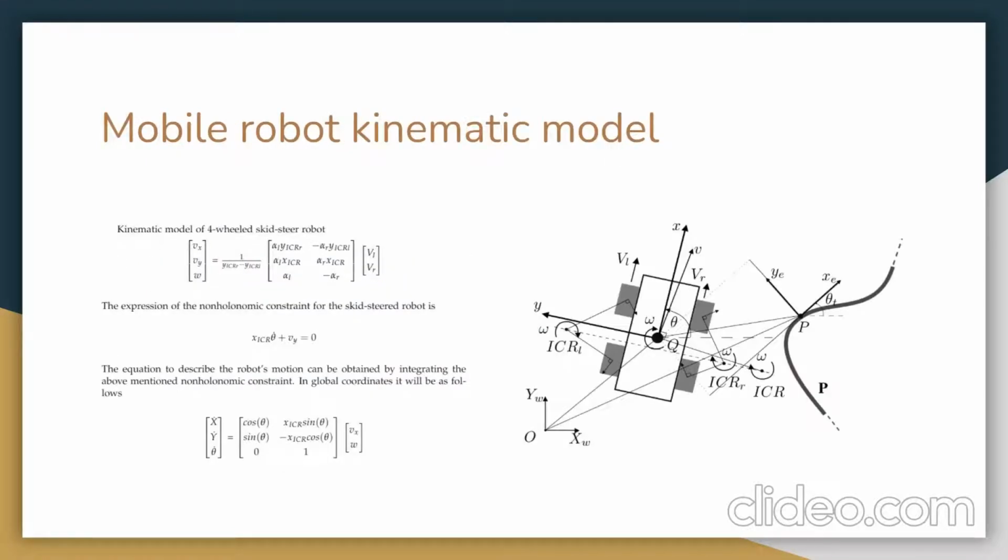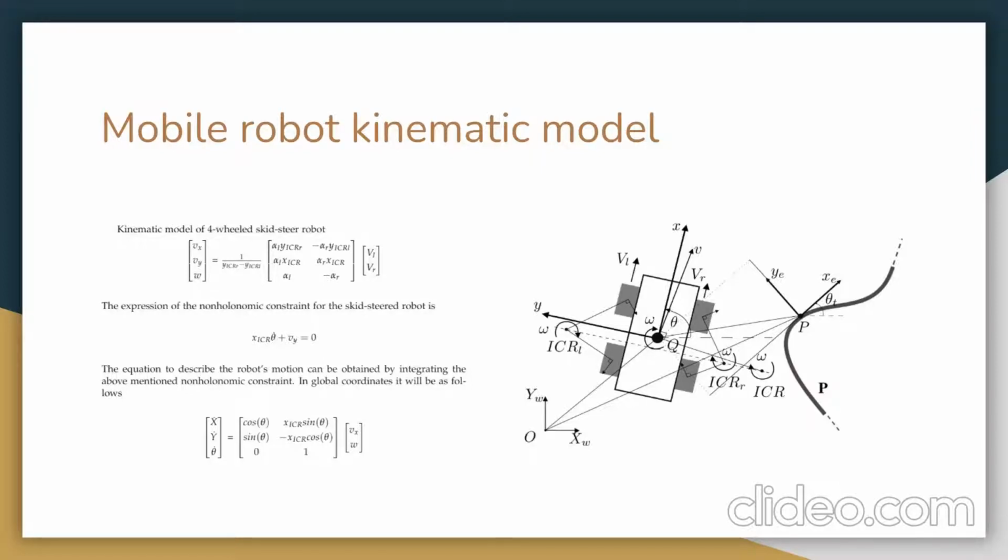Now we can see the mobile robot kinematic model used in our project. From the first system of equations, you can notice that the velocity of the mobile robot in x and y direction and angular velocity depend on the velocities of the left and right motors and some constant coefficients, alpha L and alpha R, which are correction factors, and x_ICR and y_ICR, which are the instantaneous centers of rotation.